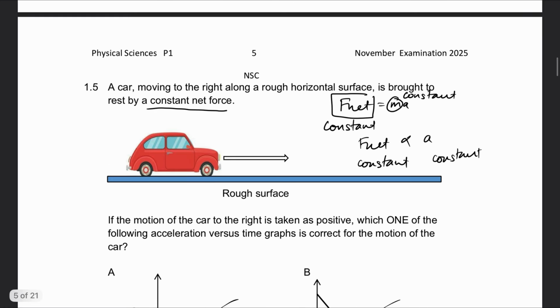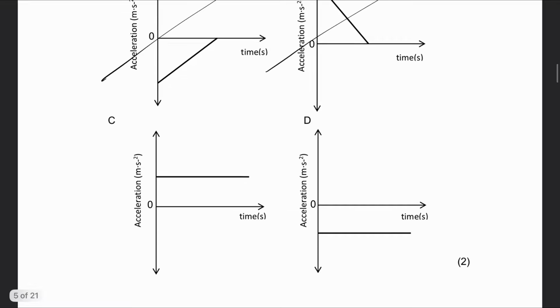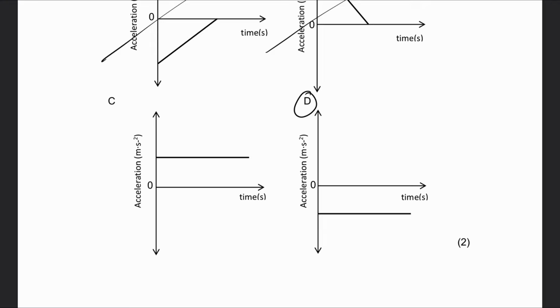Now, if the car is slowing down, that means acceleration is going to be in the opposite direction of motion. So if this is taken as positive, that means acceleration must be negative, otherwise the object is going to speed up instead of slow down. So the only option then is going to be D.